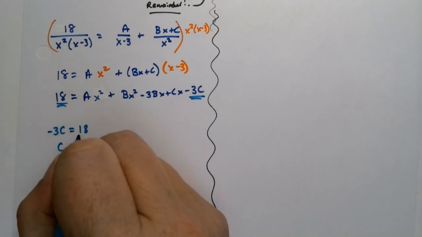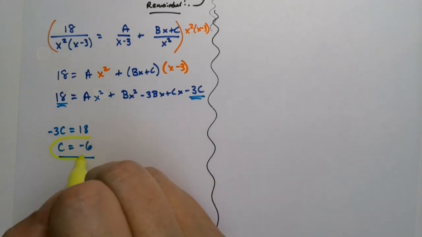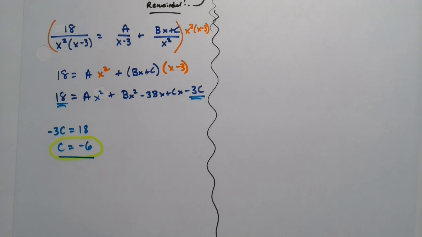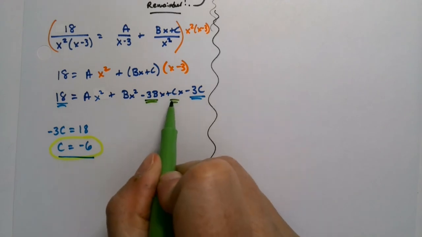So c is negative 6. That's done. I know c is negative 6. I'm going to highlight it. Then what else do I know? I know the two linear terms in the middle. Let me try to get those, the b and the c. But I know c now.